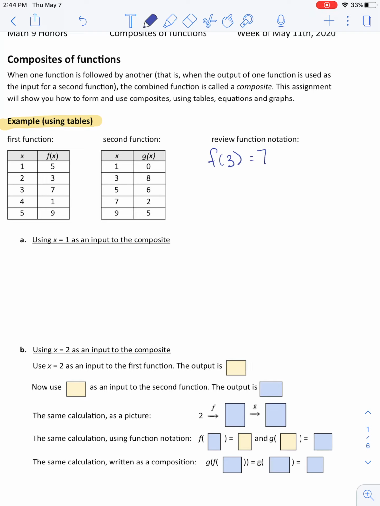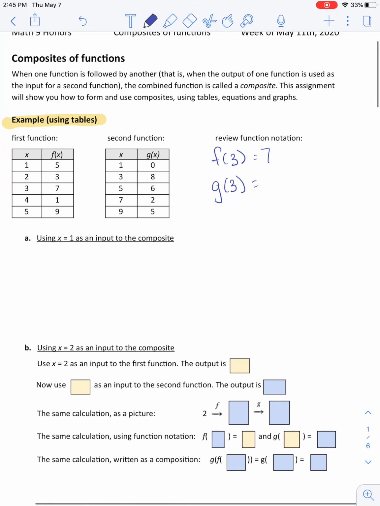Okay, and I can do the same thing for g of 3. Now g is the name of the function, so that tells me which table to look at. So g means I'm looking over here at this table. Again, 3 is my input, and in this case my output is 8. So you have to look for the input first and then figure out what the output is. And you could do f of anything, or g of anything, depending on what the function is and what the domains are, and we'll get into all of that.